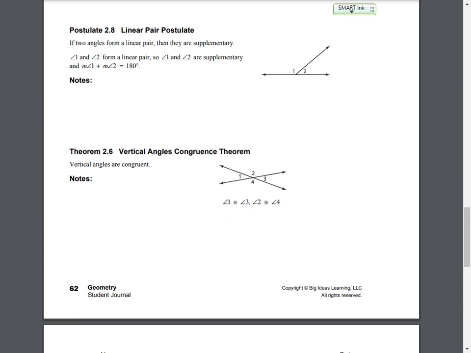Postulate 2.8, linear pair postulate. If two angles form a linear pair, then they're supplementary. Okay, we went over this in class. This should be easy. Angle 1 and angle 2 form a linear pair. So angle 1 and angle 2 are supplementary. Therefore, the measure of angle 1 plus the measure of angle 2 equals 180 degrees. These two angles make a line, and they have to be supplementary.